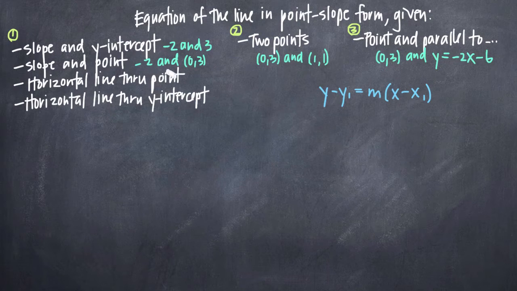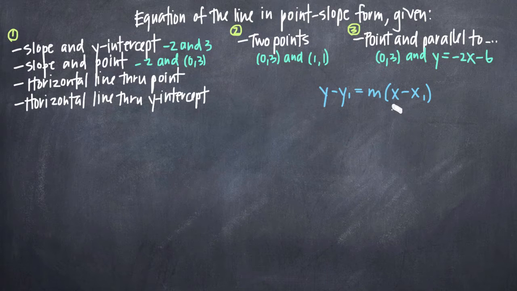That'll be slightly different than if you're given 2 points on the line, which is its own category, and that'll be slightly different than being given a point on the line and being told that the line is parallel to another line. So we'll talk about each of those.